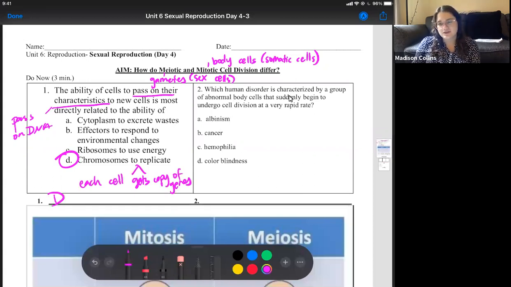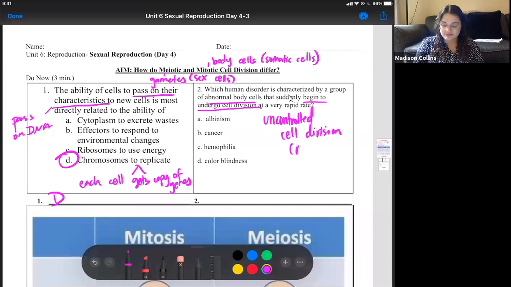2. Which human disorder is characterized by a group of abnormal body cells that suddenly begin to undergo cell division at a very rapid rate? You might also call this uncontrolled cell division or uncontrolled mitosis. So this is an example of B, cancer. So you should have gotten that that is answer choice B.